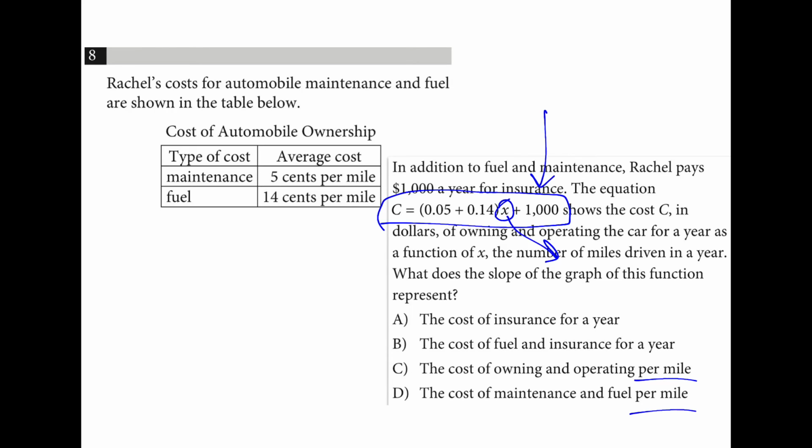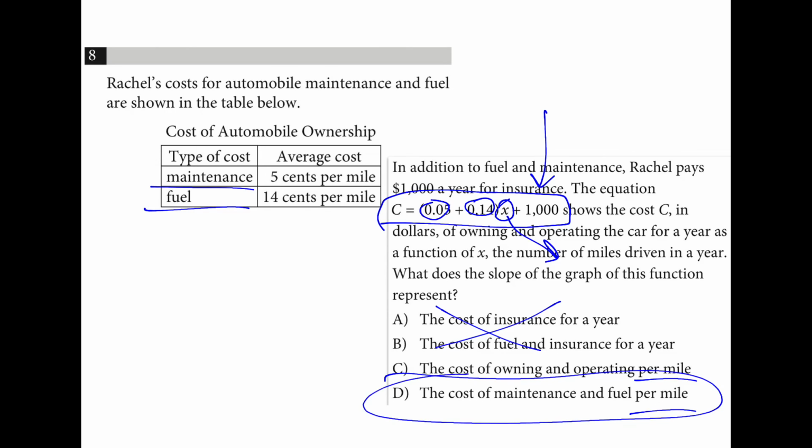So these two answers that say per mile, those are definitely going to be correct, one of those two. And what are these two slopes, 5 cents and 14 cents? They're maintenance and fuel. That's why D is the best choice.